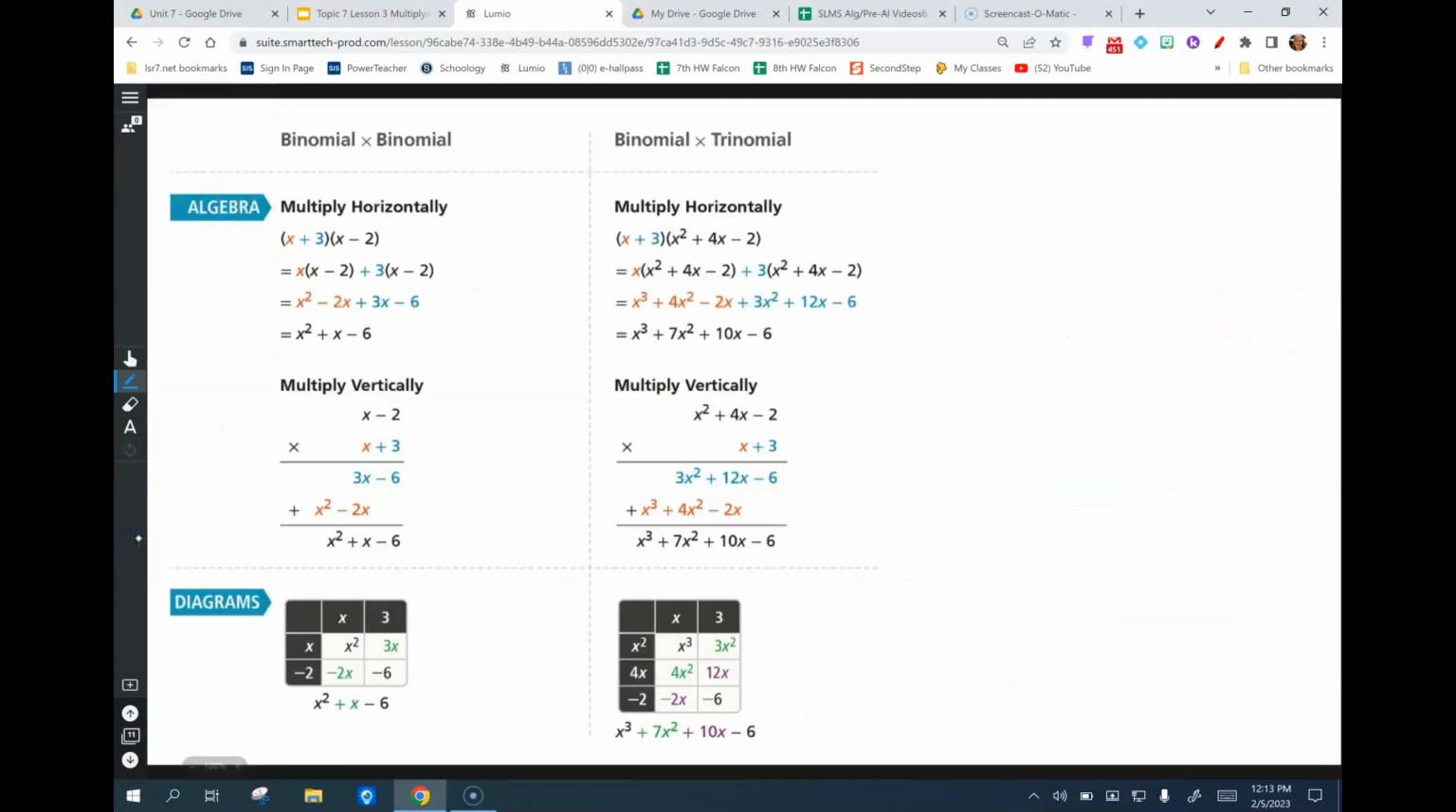So this screen right here is just a summary of what we've been doing. I forgot to show you how to multiply vertically. It's not my favorite method, but there it is if it's something you like. You take 3 times 2, which gives you -6, 3 times x. Then you take x times 2, lining up your like terms, and x times x. That is another way of doing it. Feel free to use that if that's something you like.